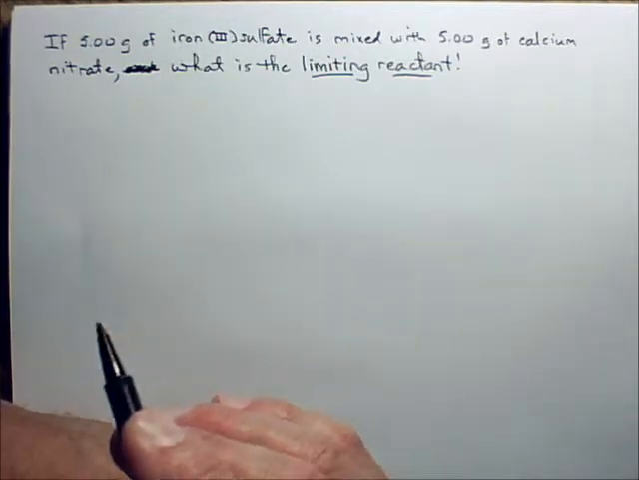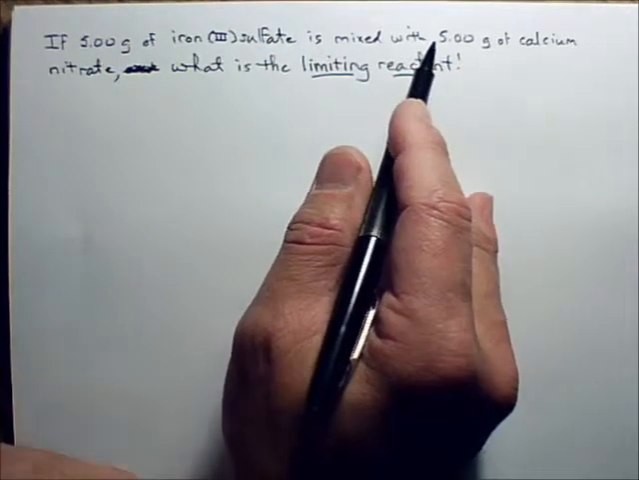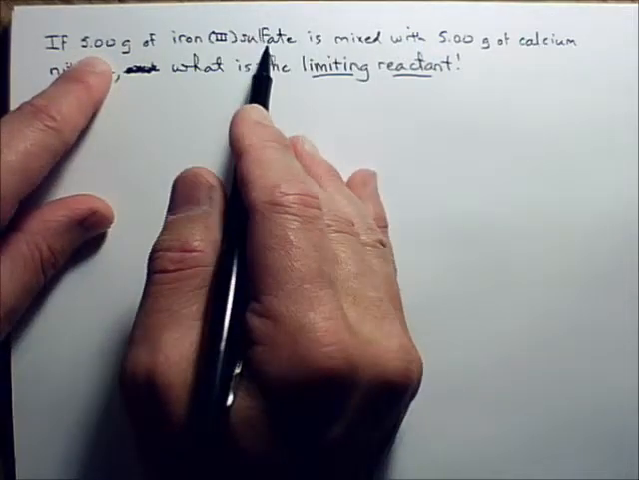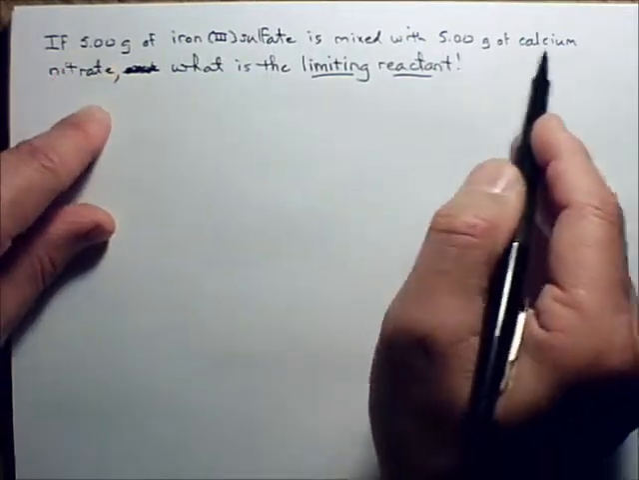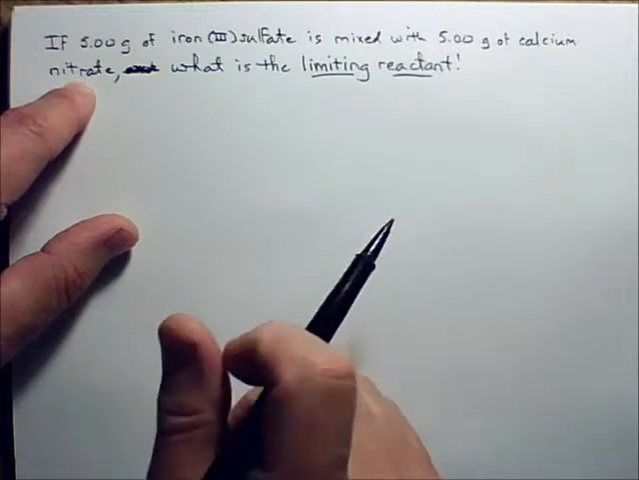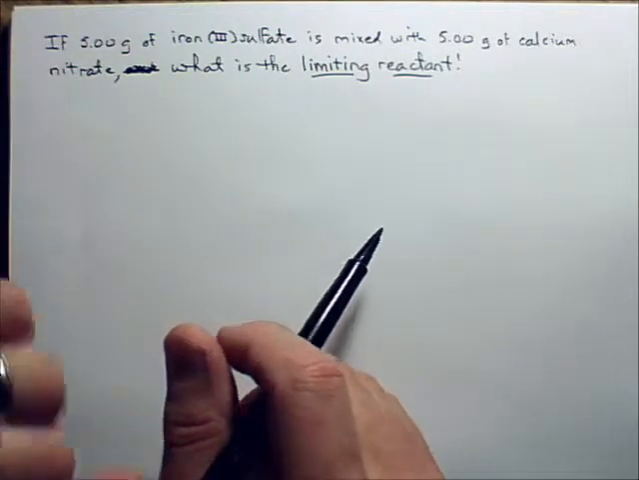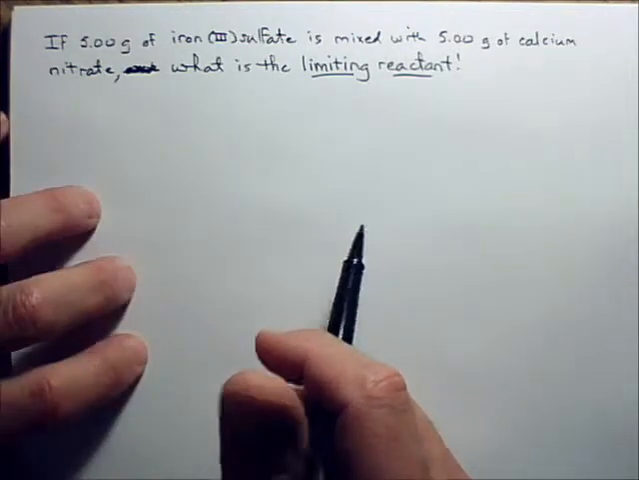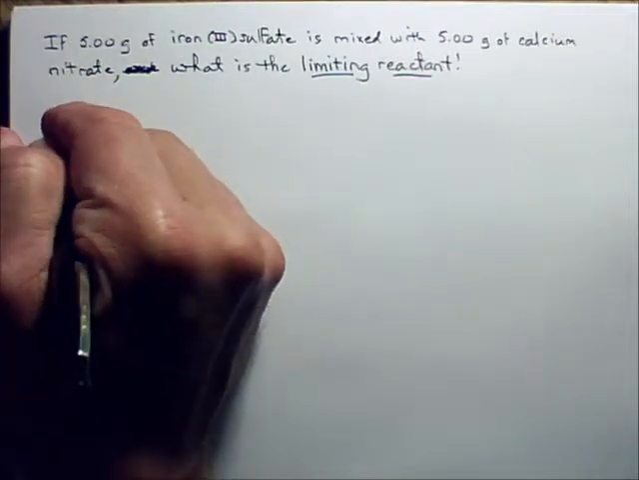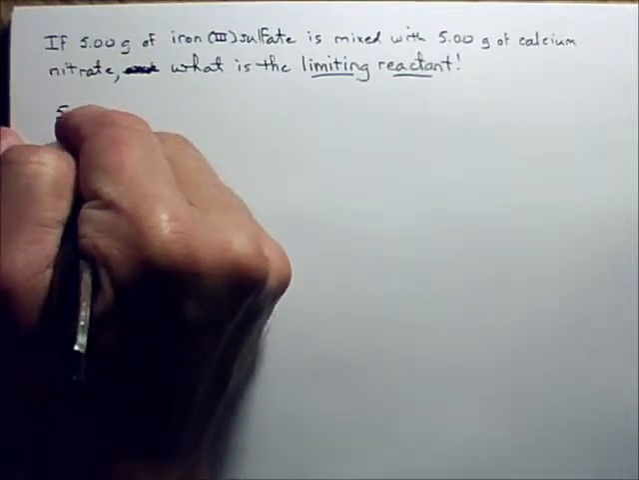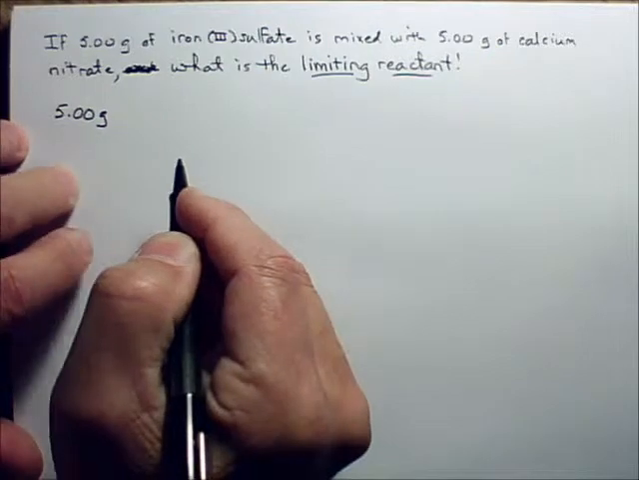All we do is start with one reactant. It doesn't really matter which one. I can start with the 5 grams of iron 3 sulfate or the 5 grams of calcium nitrate. Doesn't matter. We'll start with the iron sulfate. So we're going to put that 5 grams of iron 3 sulfate.